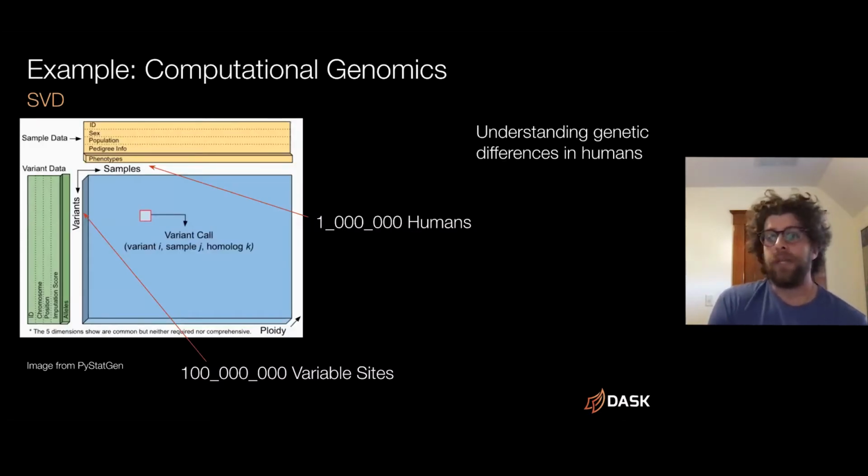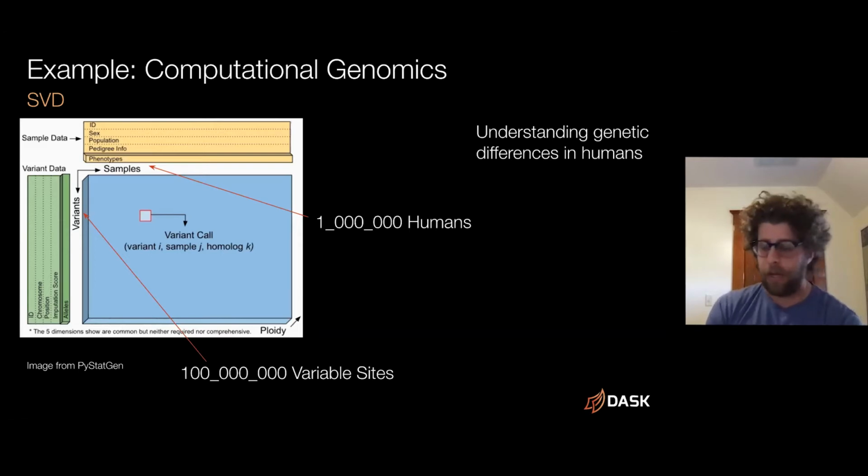So for example, in computational genomics, where you want to understand maybe genetic differences in humans, the data they're dealing with is lots of genetic differences within the genome, and they have lots of samples. For the UK Biobank, which is a fairly popular data set, there's maybe 1 million humans, 1 million samples there, around 100 million variable sites within each human. So very quickly, you're at the 100 terabyte level. How do you even start computing on that data?